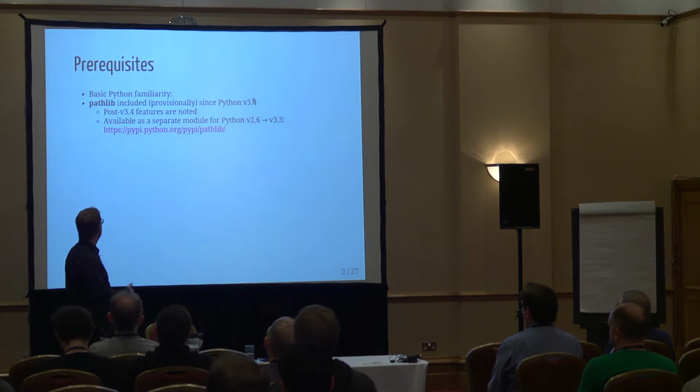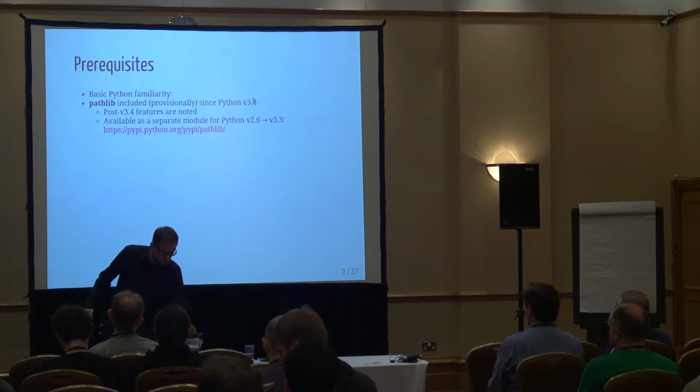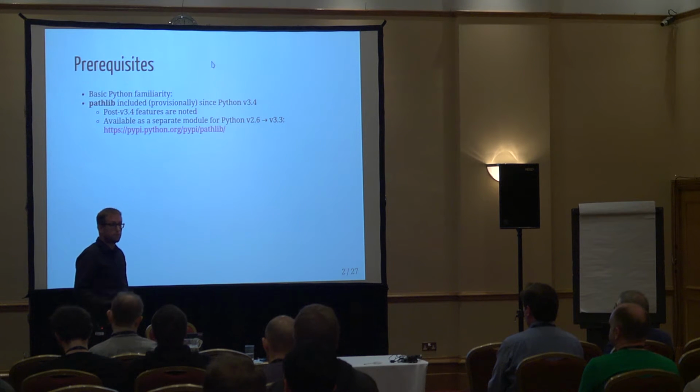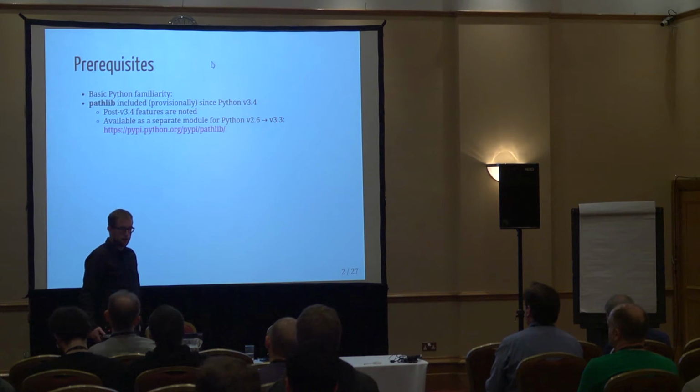And a little disclaimer up front: pathlib, the subject of this talk, is provisionally included since Python version 3.4. So it's quite recent. Provisionally basically means that there's still room for backward incompatible changes to pathlib. So yeah, things might change, but it seems that the API has stabilized somewhat, and I think it looks pretty nice as is.